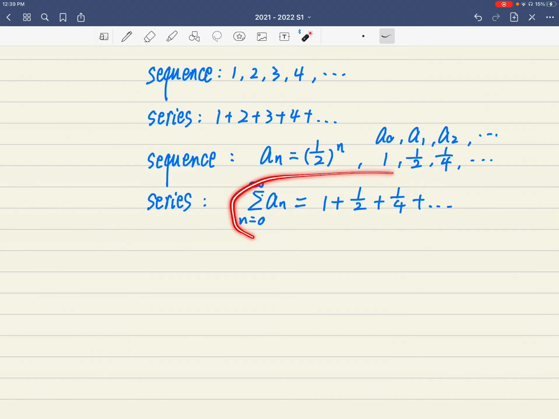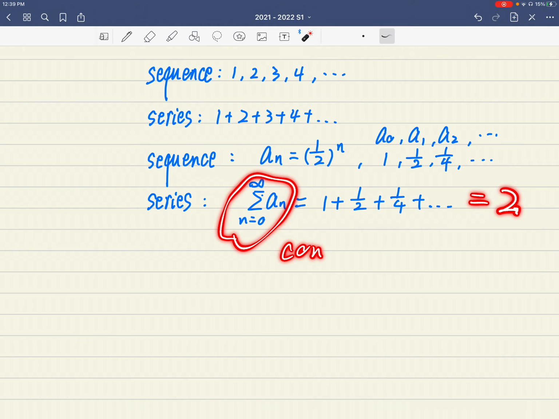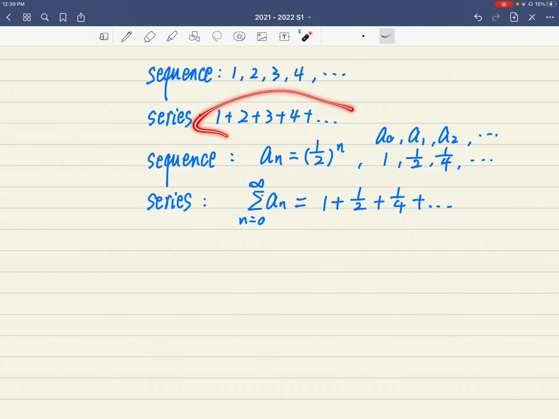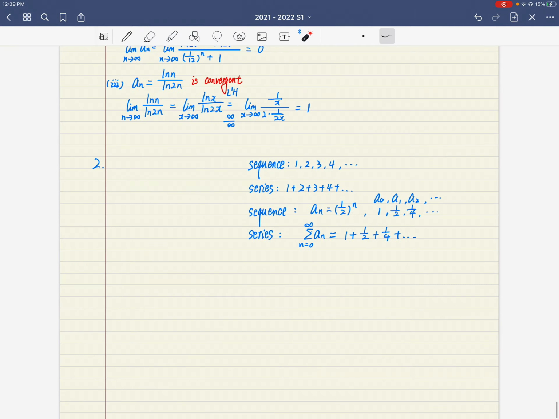So if this infinite sum is equal to a real number, then the series is convergent. If this infinite sum is equal to positive or negative infinity, or it does not exist, then the series is called divergent.